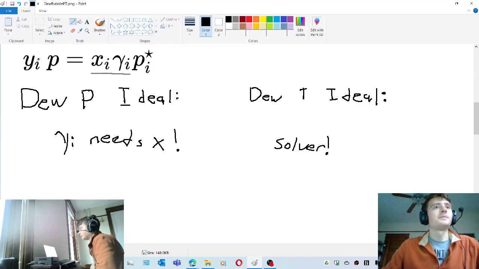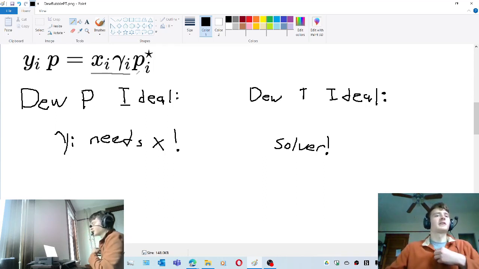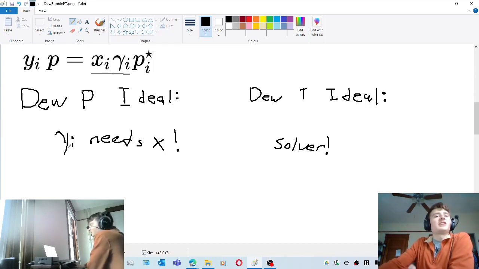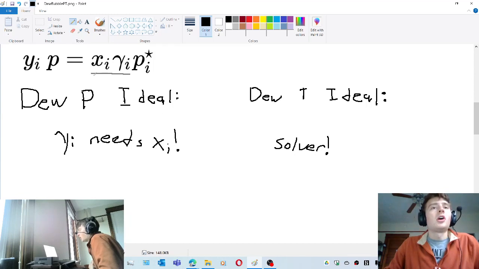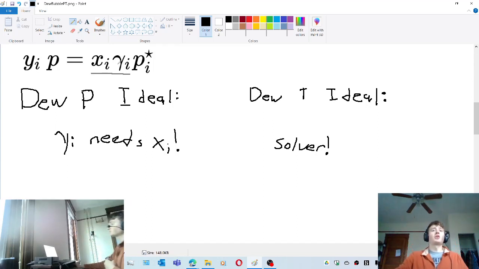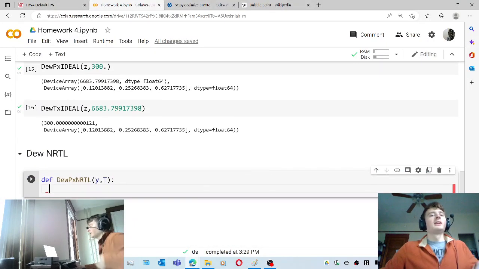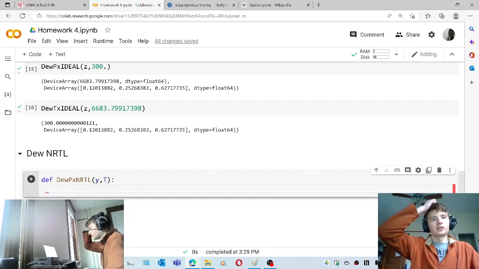We've got all these variables. I've talked about them before. But the problem is that this gamma, the activity coefficient, is dependent on the mole fraction of each component. Gamma is going to change at different mole fractions. So we have to create some sort of solver to actually determine what the partial pressure would be, and then we can do that in reverse to solve for the ideal dew temperature. But that's all fine and good, so let's start coding this out.